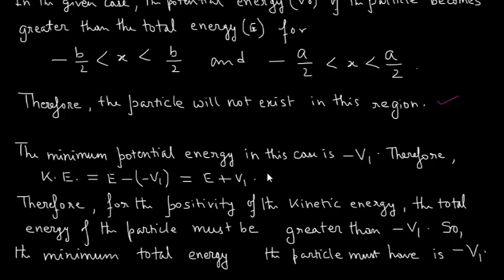The minimum potential energy in this case is minus V1. Therefore, kinetic energy is equal to E minus (minus V1), that is E plus V1. Therefore, for positivity of kinetic energy, the total energy of the particle must be greater than minus V1. So, the minimum total energy of the particle must be minus V1. Let us see the next question.